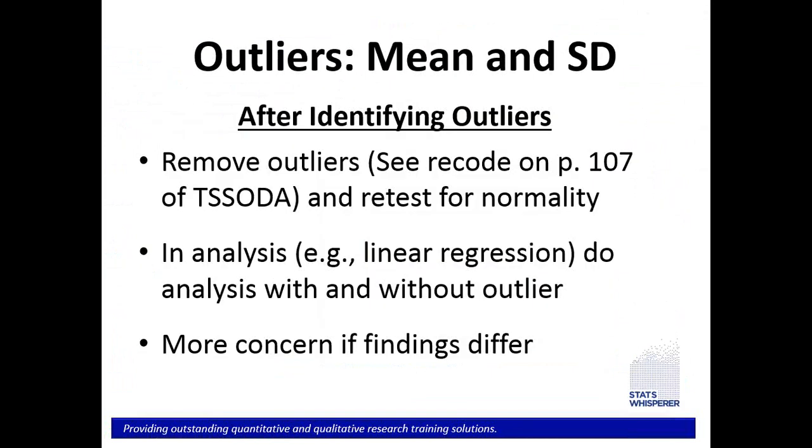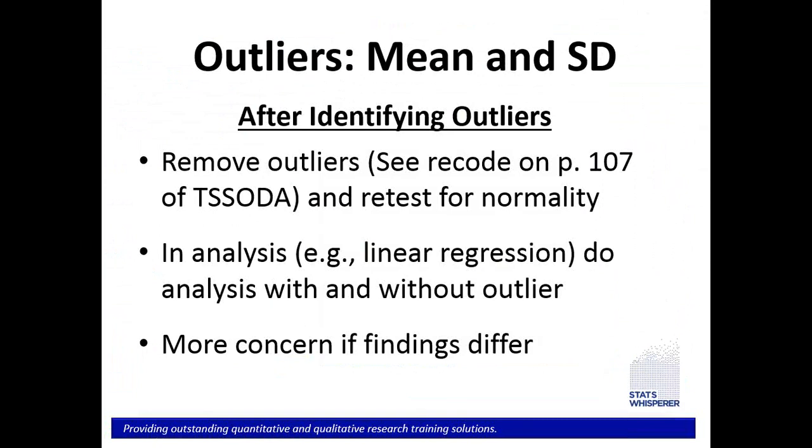After you identify the outliers, you can use the recode on page 107 to create a variable that identifies those outliers. So you could deselect them and then test the variable with those outliers removed. You can also create another version of the same variable and delete the outlier scores manually if you like.